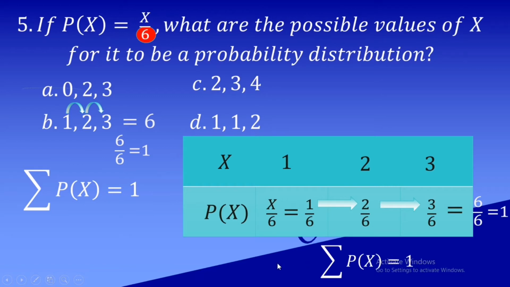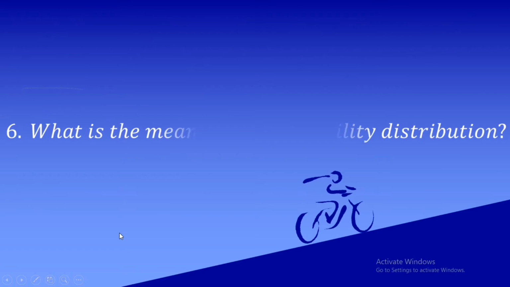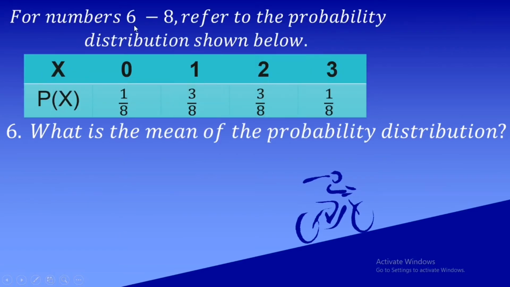Then the summation of p of x is equal to 1. So therefore, the answer is B. For numbers 6 to 8, refer to the probability distribution shown below. We're looking for the mean of the probability distribution. So these are our choices, A, B, C, and D. So we're looking for the mean.